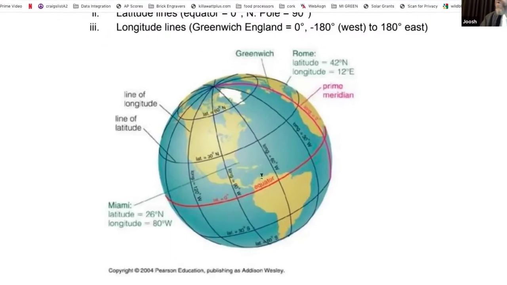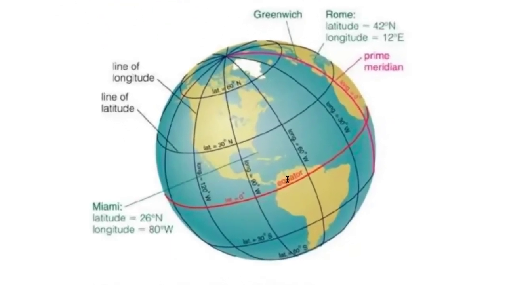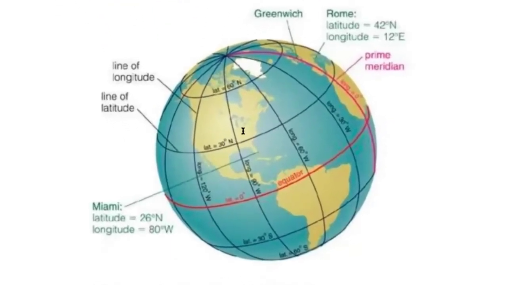Those start at the equator, which is 0 degrees latitude, and then it goes upward towards the North Pole, getting higher. If you're at the North Pole, it's 90 degrees latitude. If you're at the South Pole, it's negative 90 degrees latitude. And here in Michigan, I'm at about 42 degrees latitude.